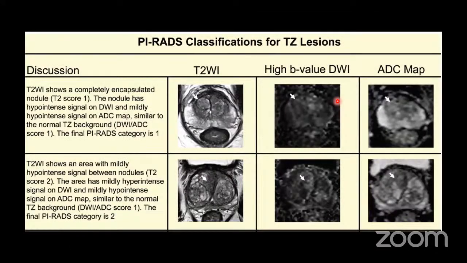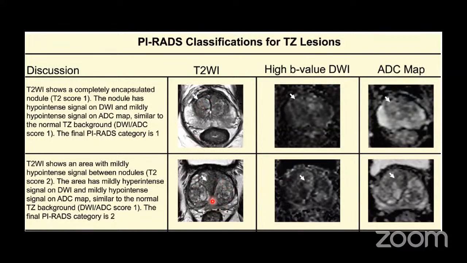So after revising everything, I have just taken the same examples from the article. So you see, this is how a peripheral zone will look. You will have these wedge-shaped areas which are iso to hypointense. We are talking about the transition zone. So this is a pseudocapsule, and this is how a well-encapsulated nodule will look, and there is no diffusion restriction. You don't even need to see the diffusion as per the template, and you can straight away call it 1 because of the well encapsulation.